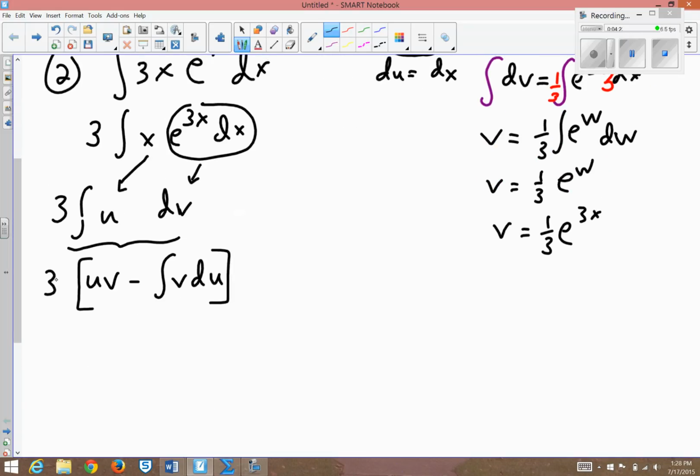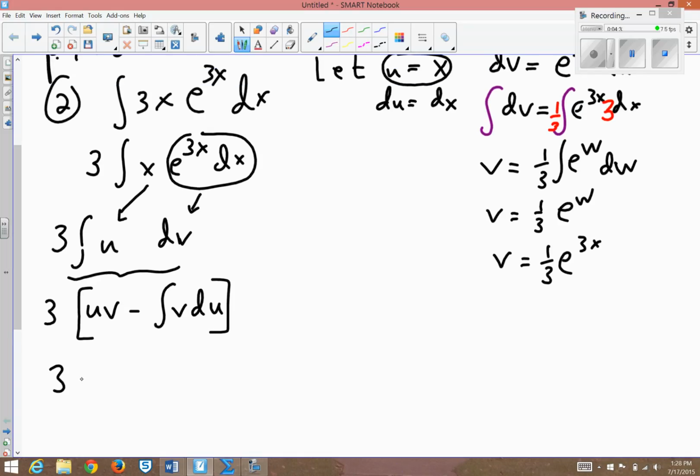Now in the next step, we're going to distribute this 3 and also turn all these things back into what they equal. 3 u, look around for what u equals up there. v, look for v, it's over here: 1/3 e to the 3x. Copy the minus. Here's another 3 because we're distributing this 3. Then this integral symbol, followed by v again, that's 1/3 e to the 3x. And then du is up here, it's dx.